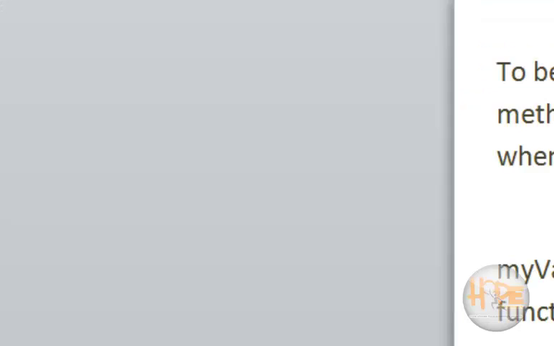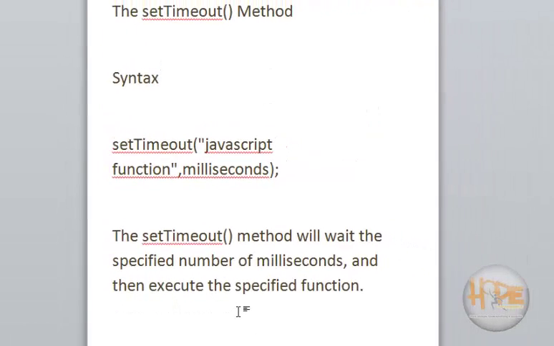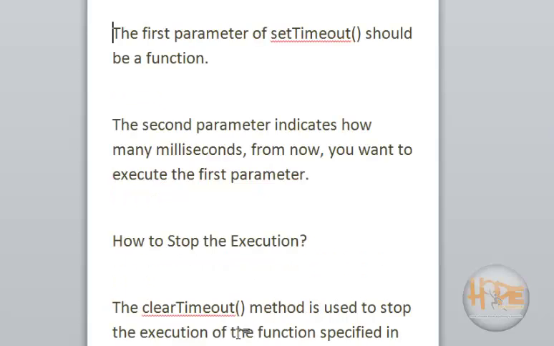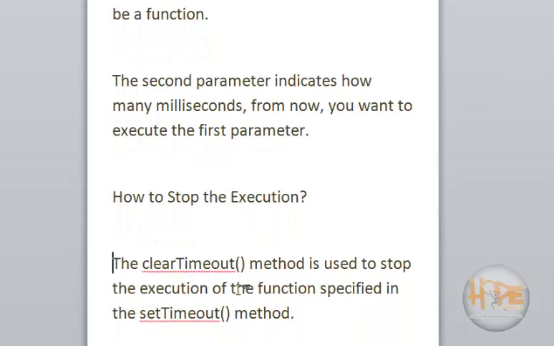Now let's talk about the setTimeout method. This is the simple syntax of setTimeout method. The setTimeout method will wait the specified number of milliseconds and then execute the specified function. The first parameter of setTimeout should be function, and the second parameter indicates how many milliseconds from now you want to execute the first parameter. And how to stop this setTimeout method? Using the same way, clearTimeout method.